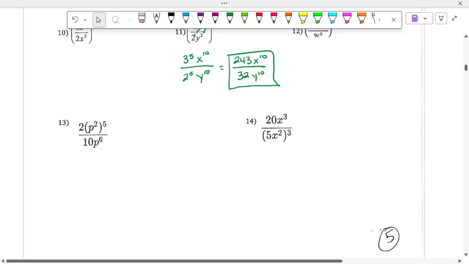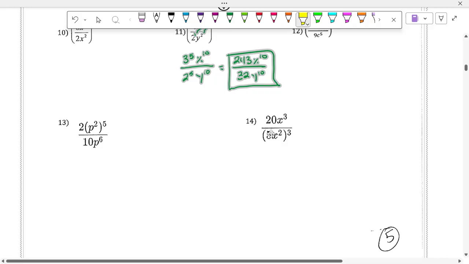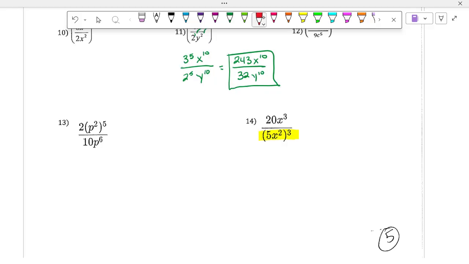And then the last one we'll do is number 14. So with number 14, again, you want to do that power rule first before you do any other form of simplifying. So I'm going to multiply the 3 to both bases. So this will be 20x cubed all over 5 cubed x to the 6. So if I simplify the 5 cubed, that'll be 20x cubed over 125 x to the 6.